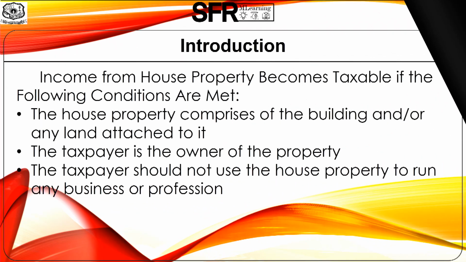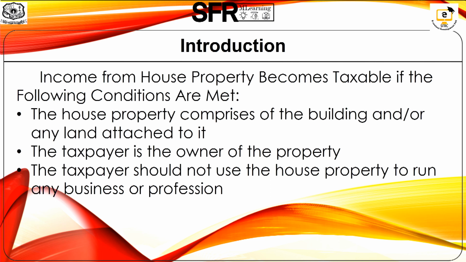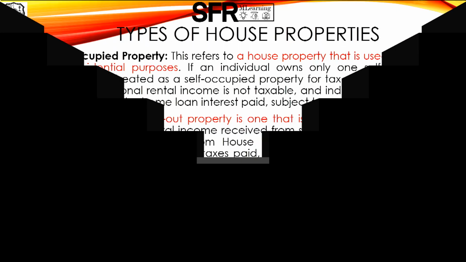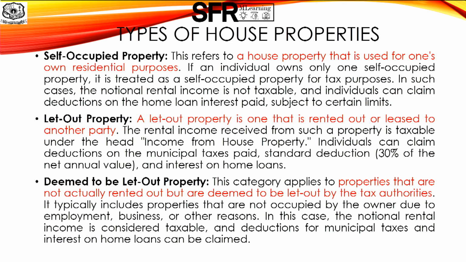Income from house property becomes taxable only if the following conditions are fulfilled. The house property should comprise a building or any land attached to it. The taxpayer should be the owner of the property and the taxpayer should not use it for his business or professional purposes. Here in this case, we can see three types of house properties.